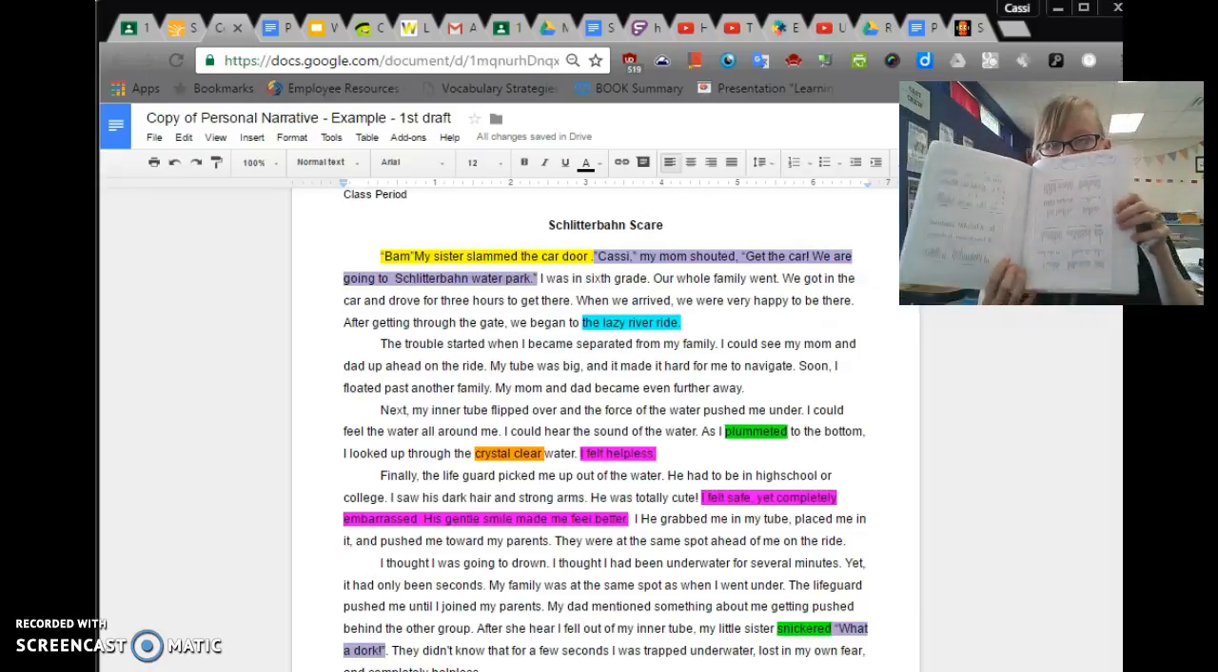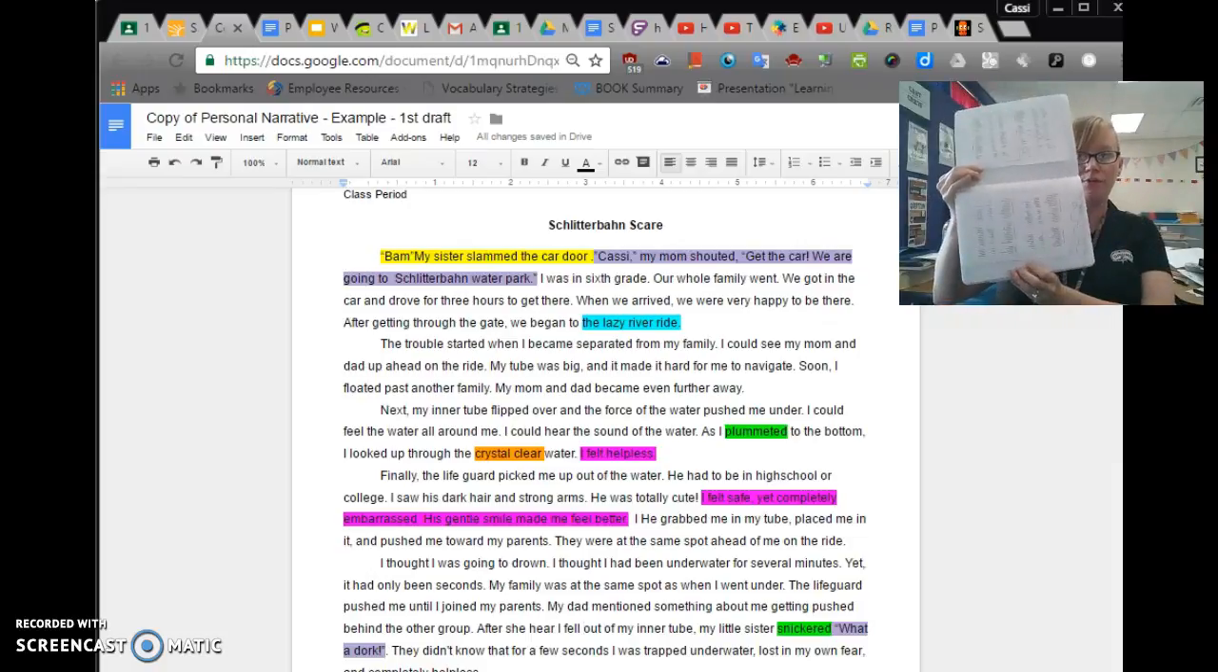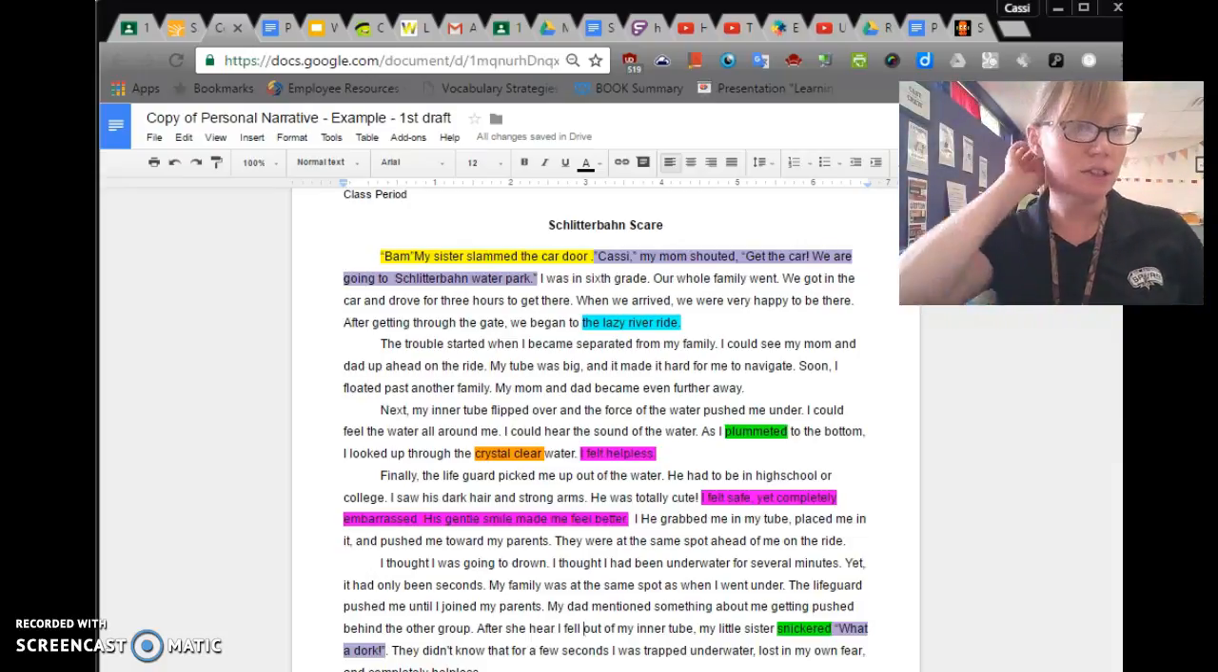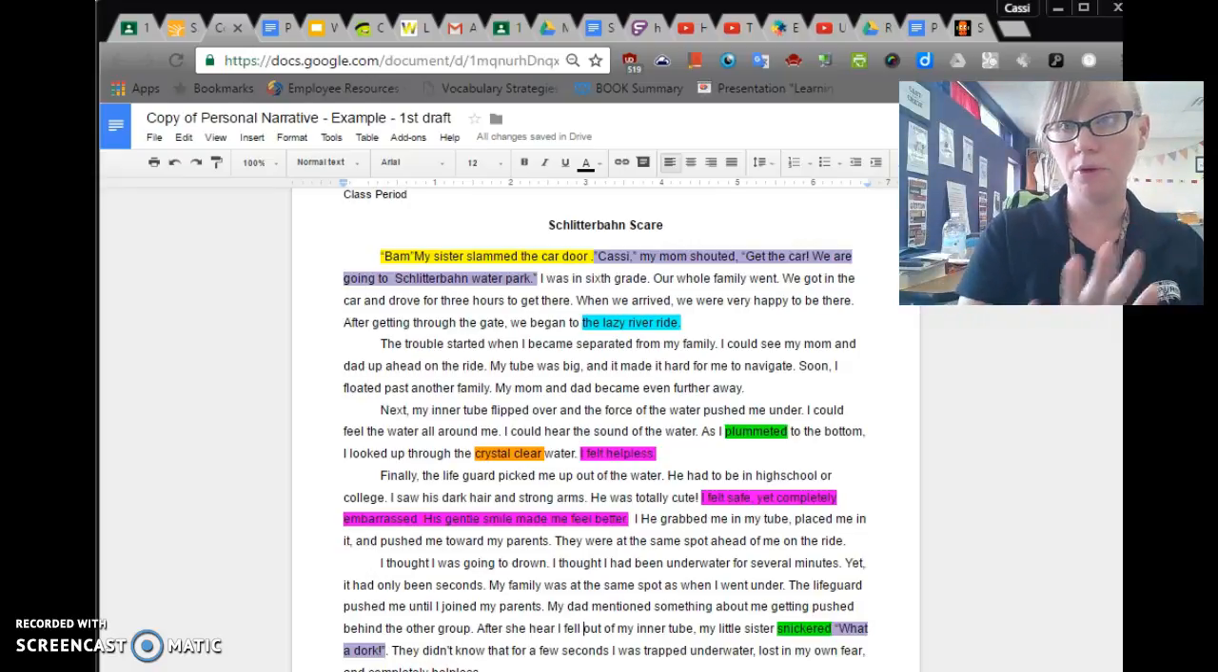Mine are glued in like this. I glued them in on the side. I can read them just up and down like that. What I noticed about transition words is they help you move from one thought or one idea to another. So the best place to look to add your transition words is at the beginning of any new paragraph.